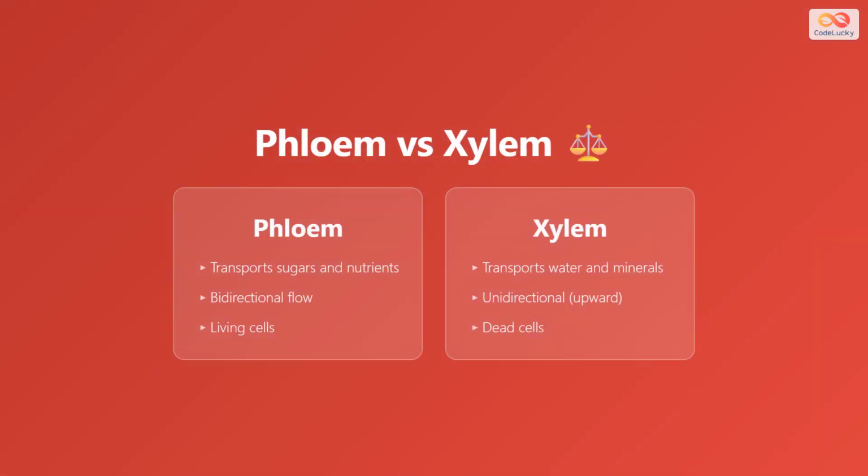Phloem and xylem are the two main vascular tissues in plants, but they have very different roles. Phloem transports sugars and organic nutrients, while xylem transports water and dissolved minerals. Phloem can move materials in any direction, either up or down the plant, depending on where sources and sinks are located. This is called bidirectional flow. In contrast, xylem moves materials only in one direction, upward from roots to shoots. Another key difference is that phloem is made of living cells, whereas xylem is composed of dead cells that act like hollow pipes. Together, these two tissues form the plant's complete transport system.